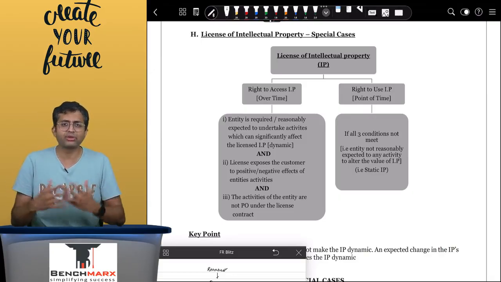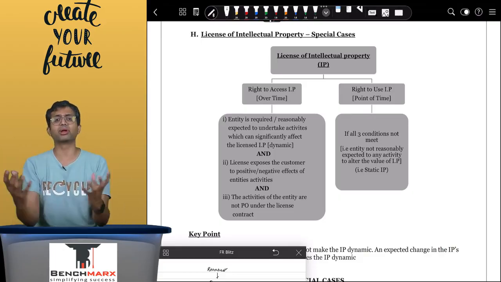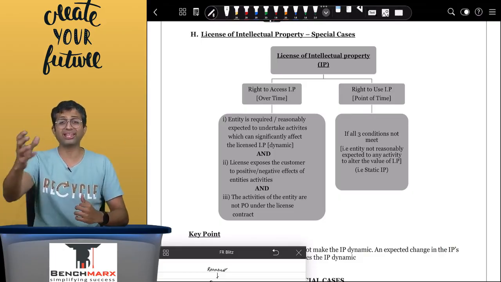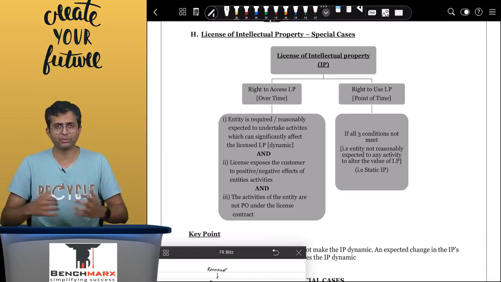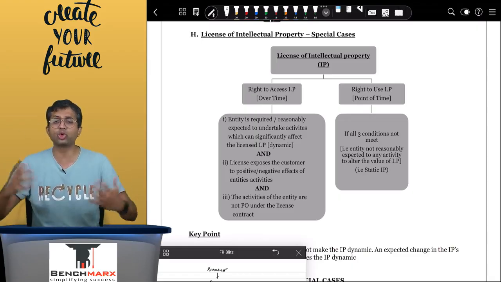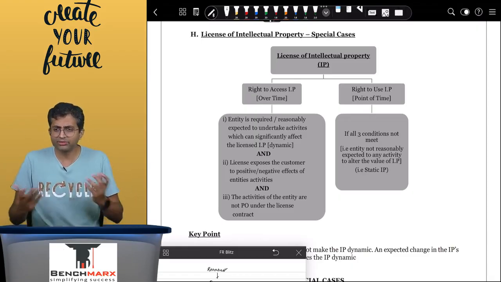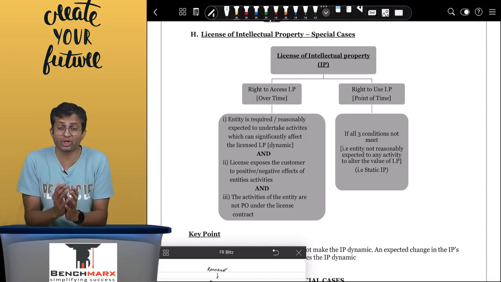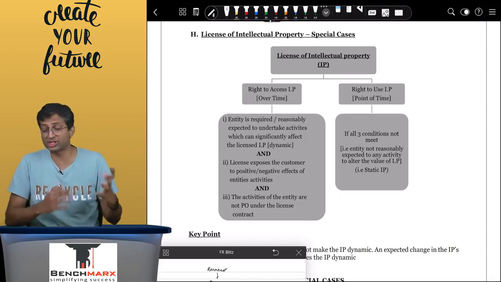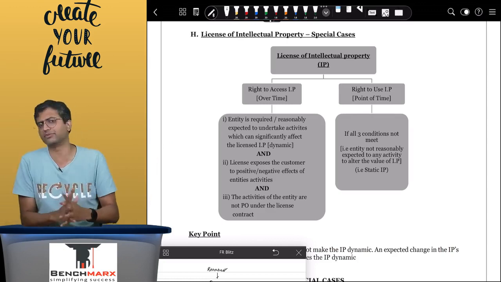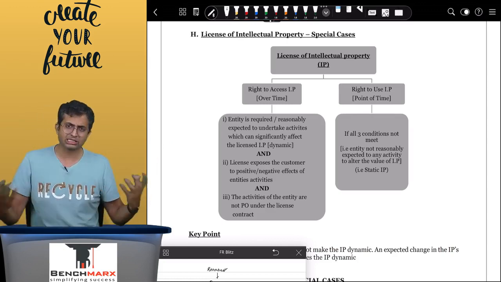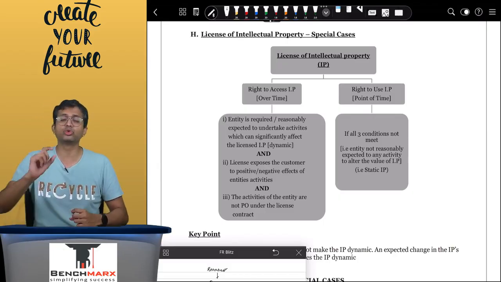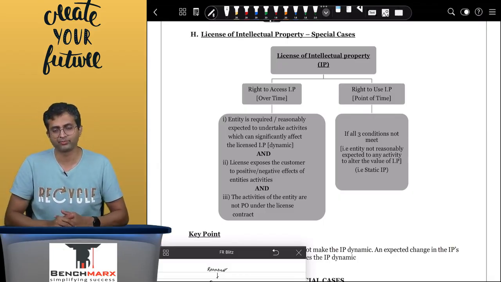This is a similar case even for films. Let us say a film is already completely made and a license is given by the film owner to showcase it, let us say on an OTT platform or somewhere. In which case, the film producer can recognize revenue at a point of time because they might do marketing, but the functionality, the content of the film, does not change. As a result, the revenue can be recognized at a point of time.